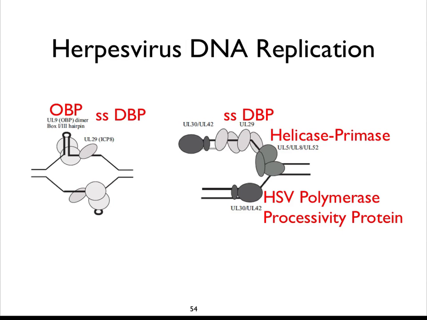So what happens? Here's our replicating molecule. Think of it just like you thought of the polyomavirus. We have the origin binding protein. It happens to dimerize. When it interacts with viral DNA, it pushes out these DNA molecules. It allows entry of a single-stranded DNA binding protein to separate the two strands. And then our helicase and primase comes in to open up this DNA and unwind it and allow the polymerase and processivity protein in to replicate DNA. So it's really very much the same as the SV40 molecule, except instead of using host proteins, it's bringing along its own.